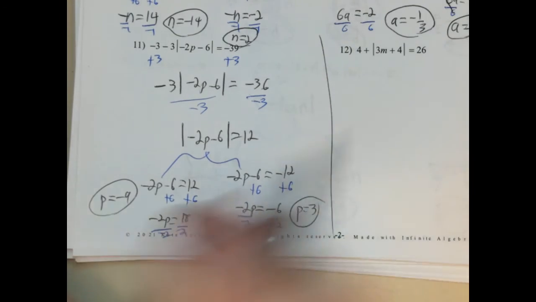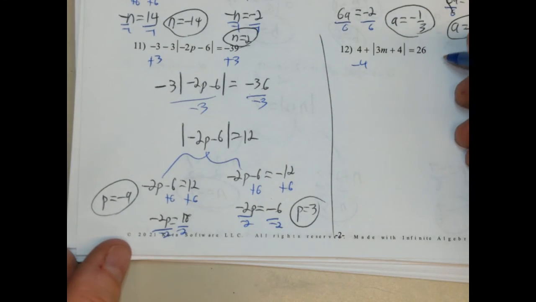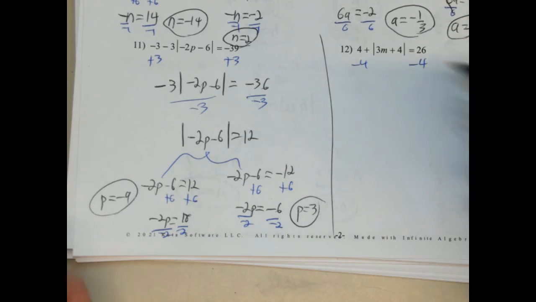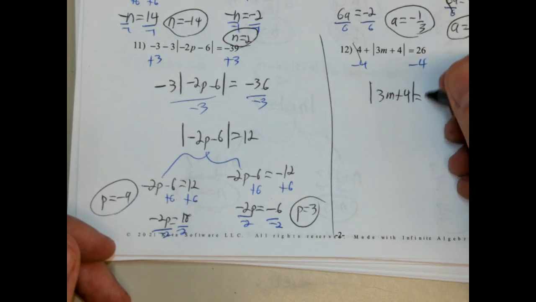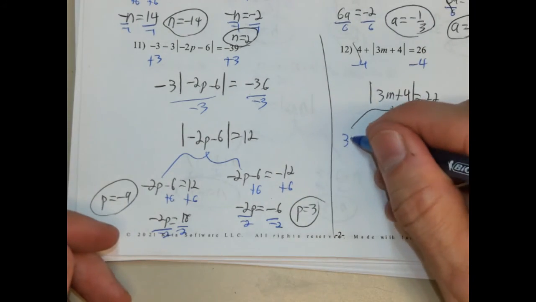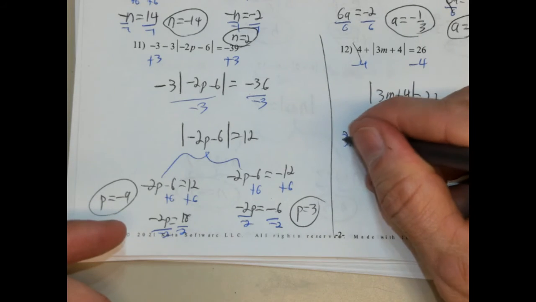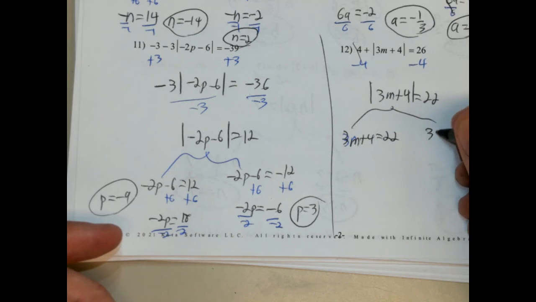Okay. Last one. Here we go. Let's subtract 4 from both sides. So absolute value of 3m plus 4 equals 22. We're going to split this and rewrite it. 3m plus 4 equals 22. 3m plus 4 equals negative 22.